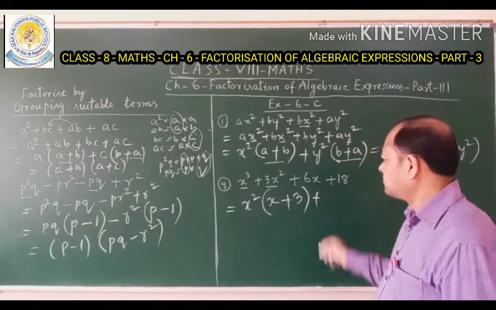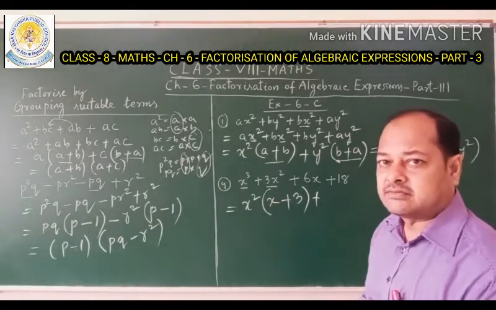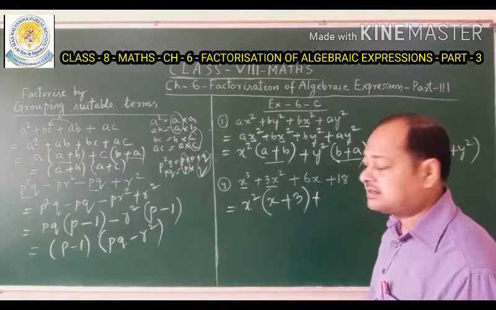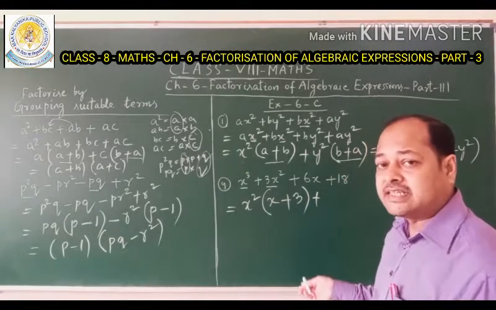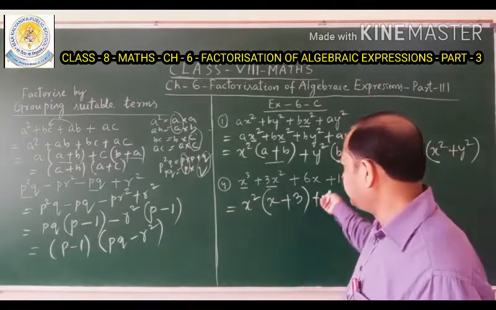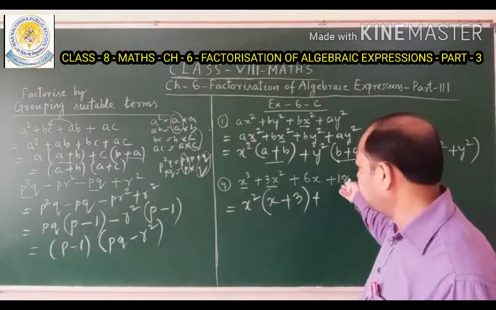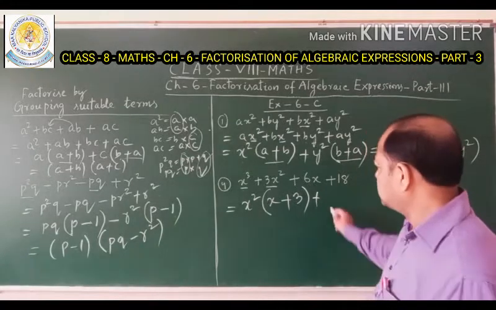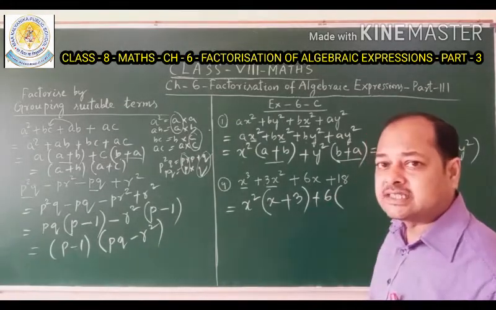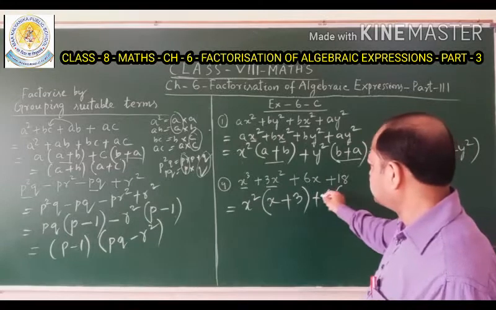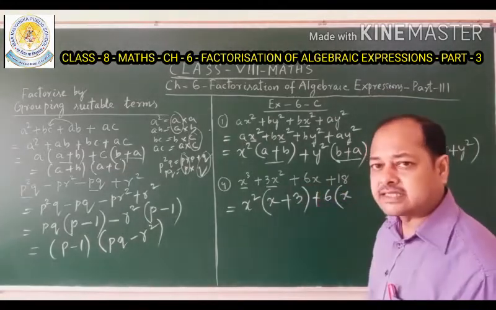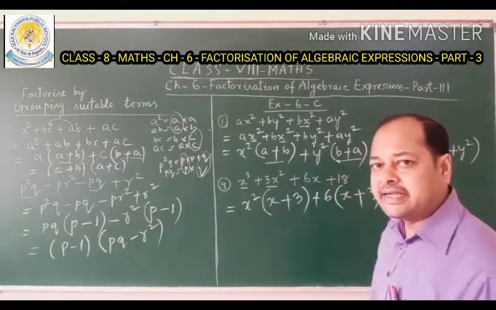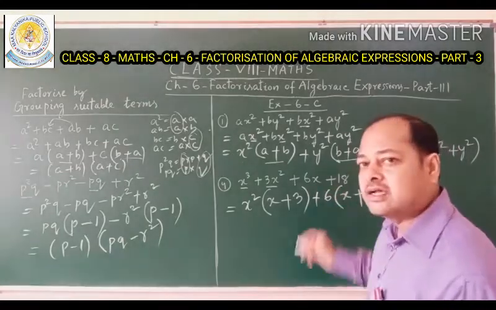Plus from 6x plus 18. What is common here? From 6 and 18, what is common? The HCF is 6. If you take 6 as common, because in 18 the 6 is a factor, so the common factor is 6 here. So 6 into x will be 6x plus 6 into 3 will be 18, because 6 threes are 18.